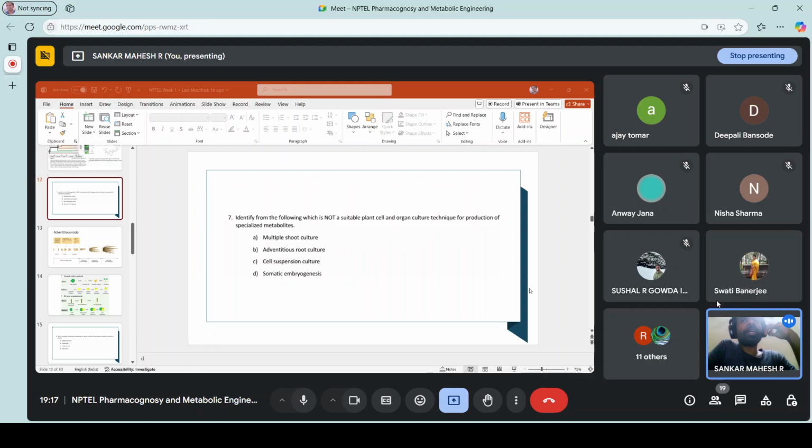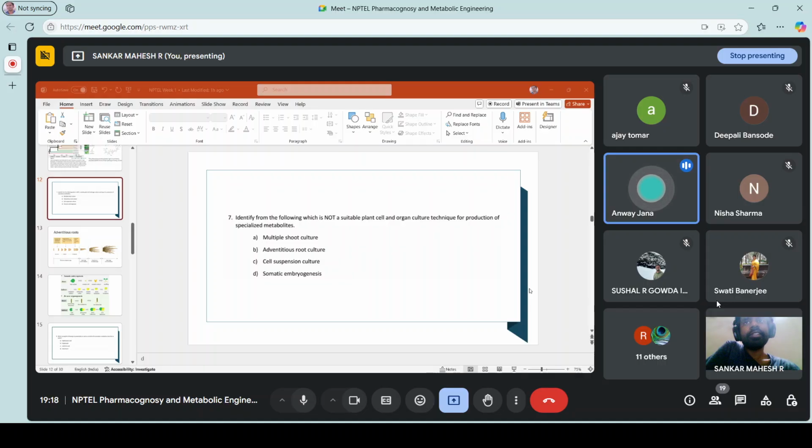Do you think in shoots specialized metabolites can be produced? Yes. Okay, so that means it is a suitable method, right? The question is, we wanted to know which is not a suitable method. So that way we'll have to eliminate multiple shoot culture. Okay. And Anvay?